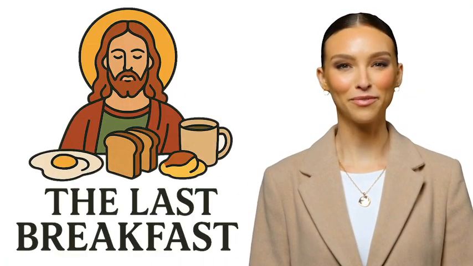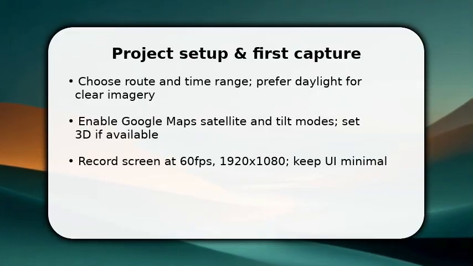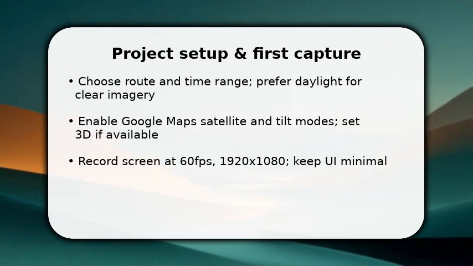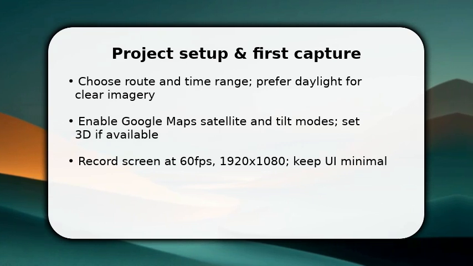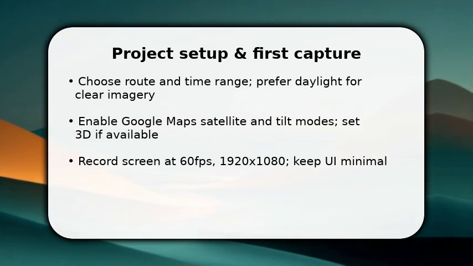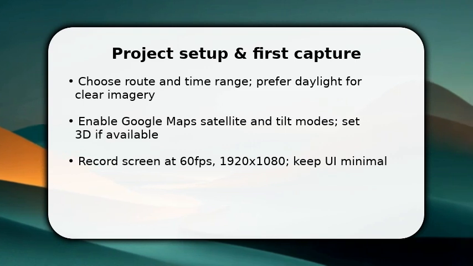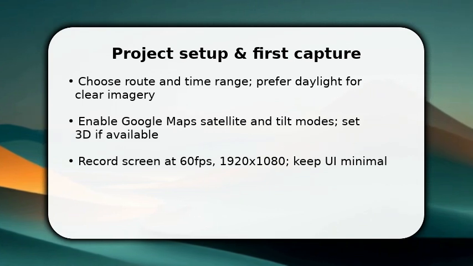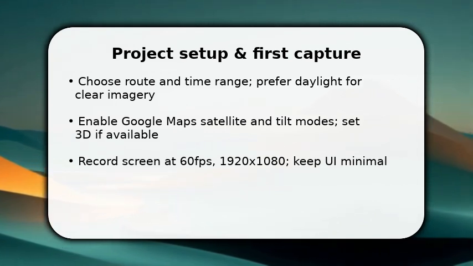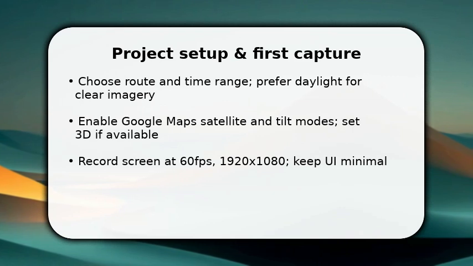Please enjoy the video. You start by selecting the exact route and the goal length of your travel video. This defines pacing and key waypoints. Open Google Maps, switch to satellite and 3D tilt for depth, and remove unnecessary overlays. Once done, prepare your capture software at 60 FPS and 1920x1080 to ensure smooth movement.